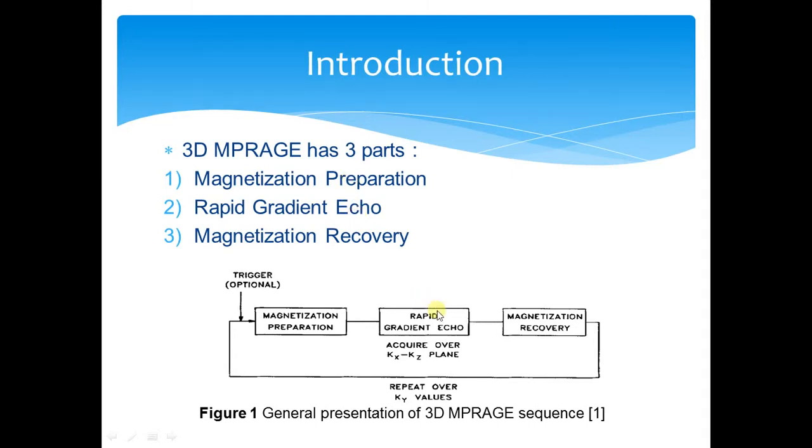In the second part, rapid gradient echo is used. This part is for data acquisition. Different types of RAGE sequences exist. Some of them are the same, but different manufacturers use different names, for example, FLASH, GRASS and so on. The magnetization recovery part is used for determining the contrast for T1 images. If the recovery time is long, we obtain better T1 contrast. However, imaging time will increase.